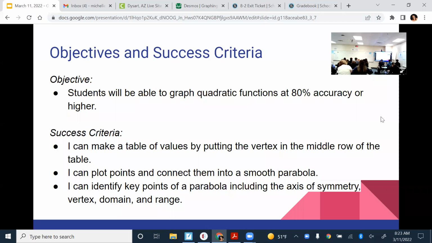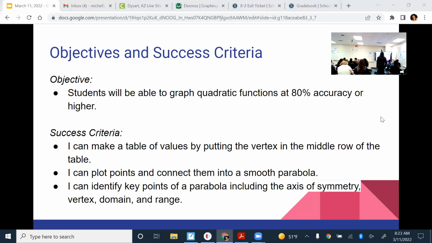All right, so we are doing part 2 of the graphing quadratic functions lesson. To be successful at that, basically you need to be good at following steps. The first step is to calculate the axis of symmetry and vertex. Your vertex you will put in the middle row of your table of values, and then you will plot that table of values onto a coordinate plane.